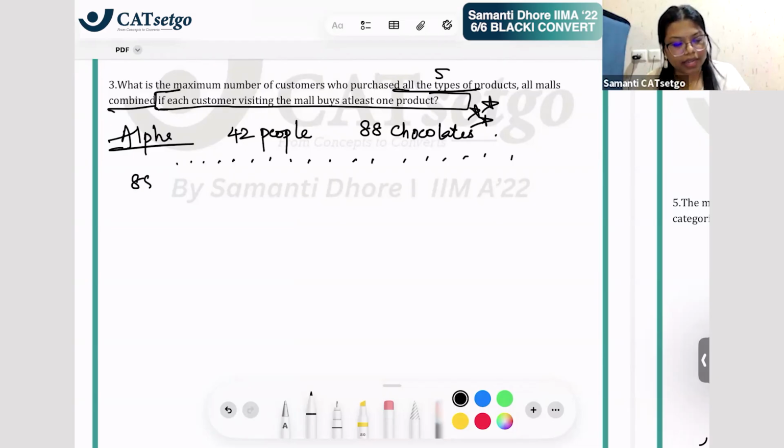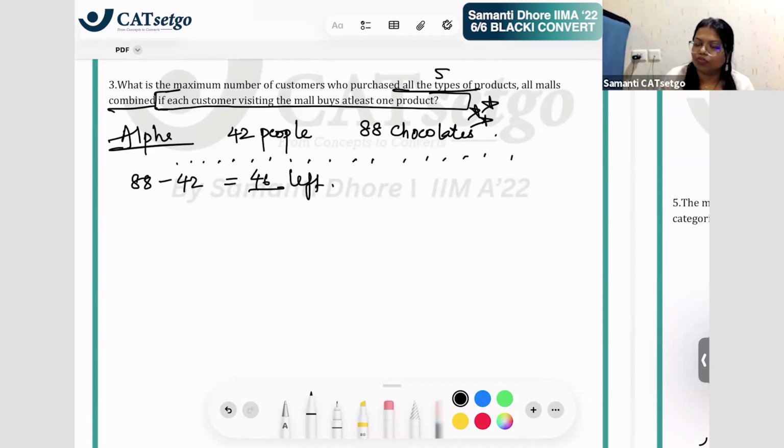So out of 88, 42 are already given. You have 46 left, the extras that we calculated. Because out of 88 chocolates, you ended up giving 42 chocolates away, one each. Now you have 46 chocolates left. These 46 chocolates you have to give to the maximum number of people such that all end up having 5. If all end up having 5 chocolates, you know every person already has one chocolate, because you've given one. Now there are 4 extra that can go.